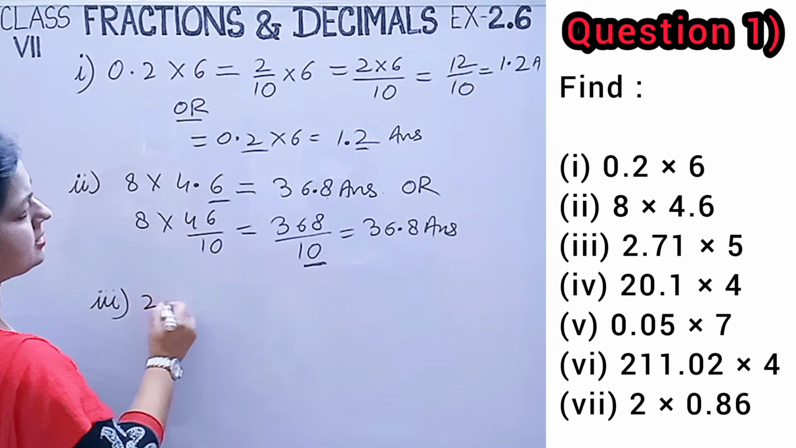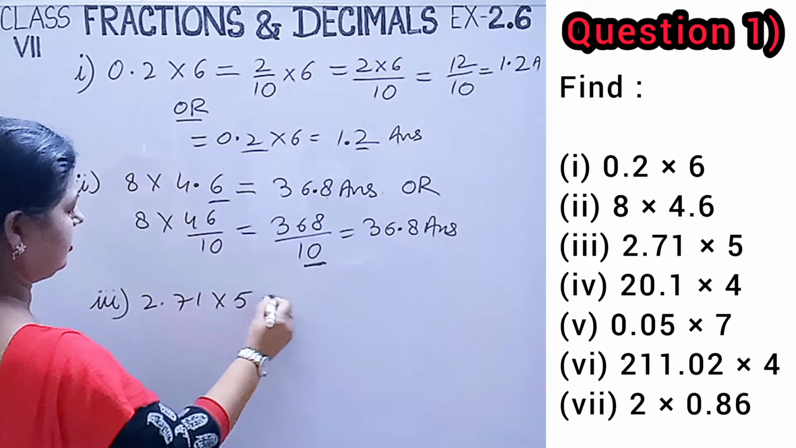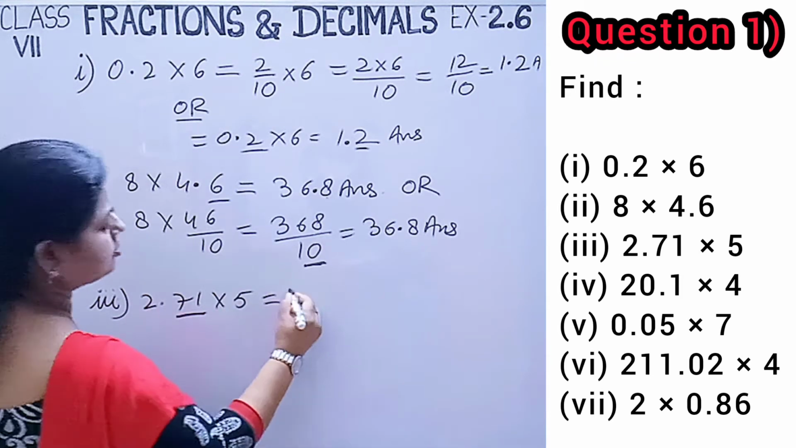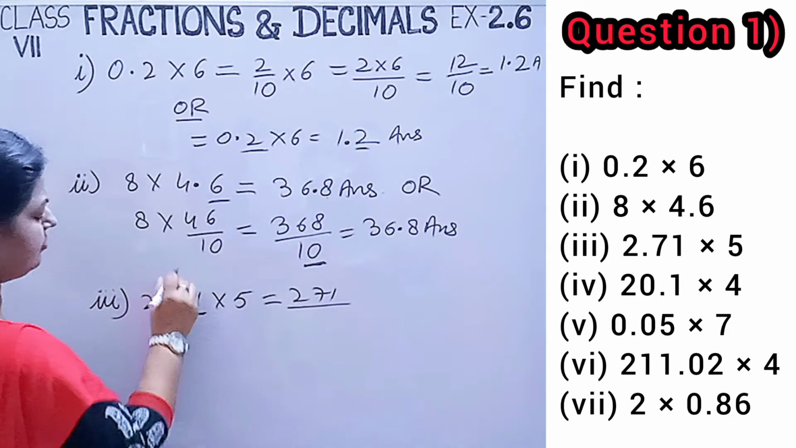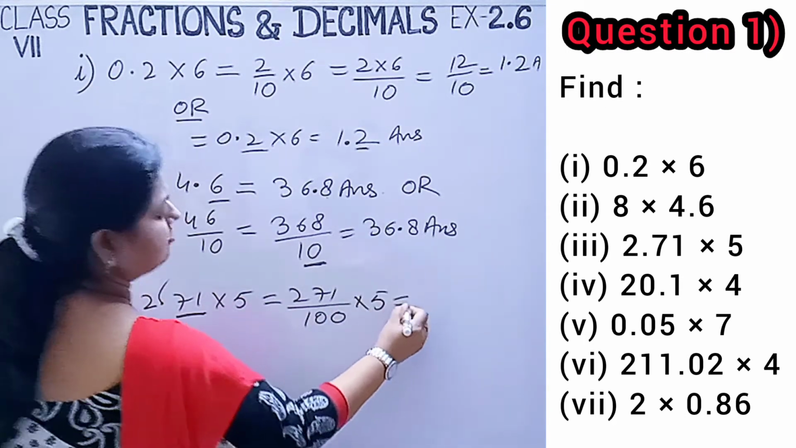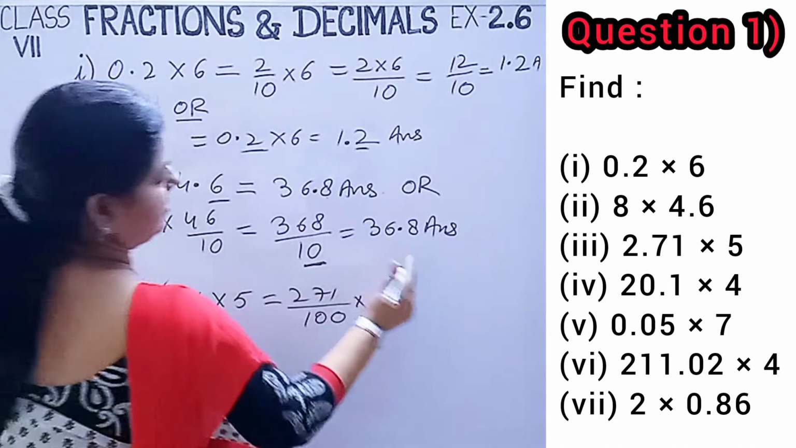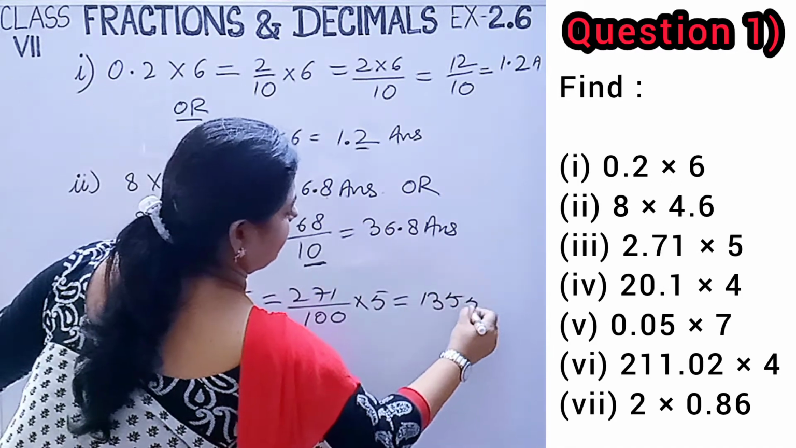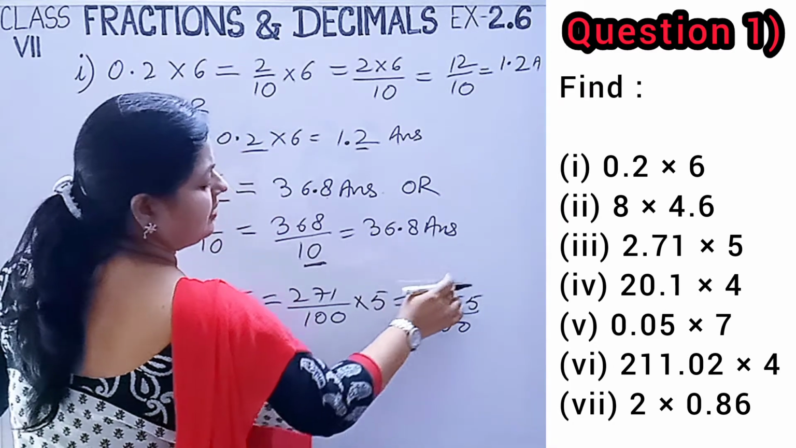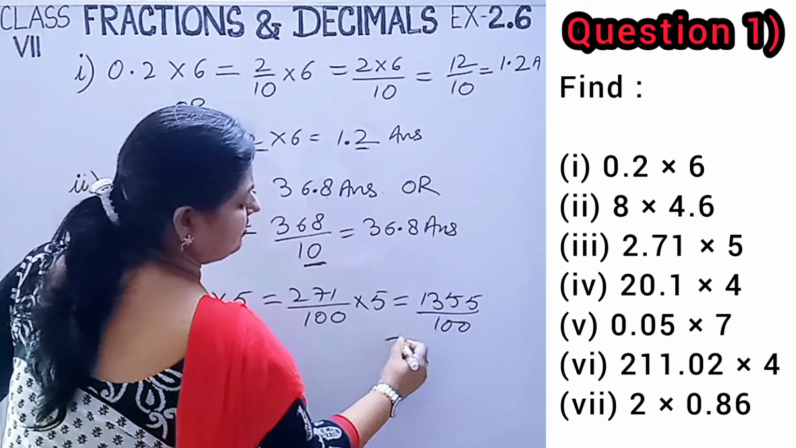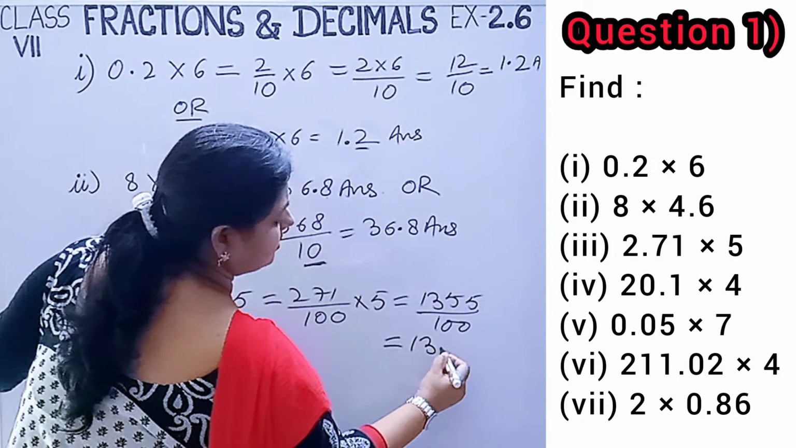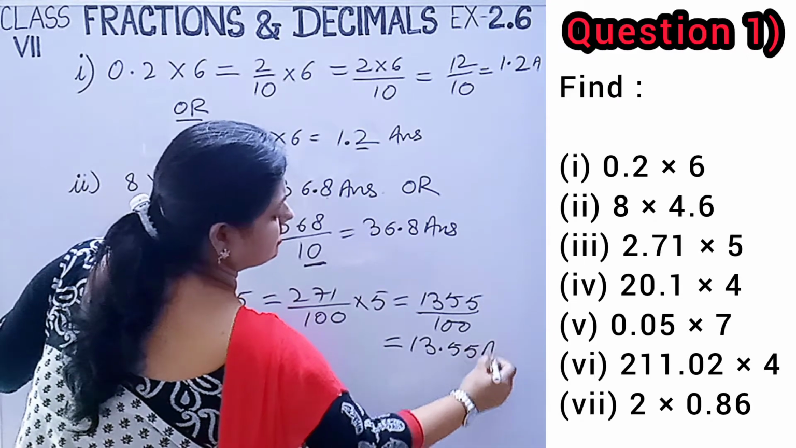Part 3. 2.71 into 5. So here 2 digits after this decimal. So 271, if we remove this decimal, we will write here 100 into 5. Now multiply 271 with 5. So we get 1355 upon 100. Now we have to divide 1355 by 100. So simply we can put the decimal after these two digits. So 13.55 answer.